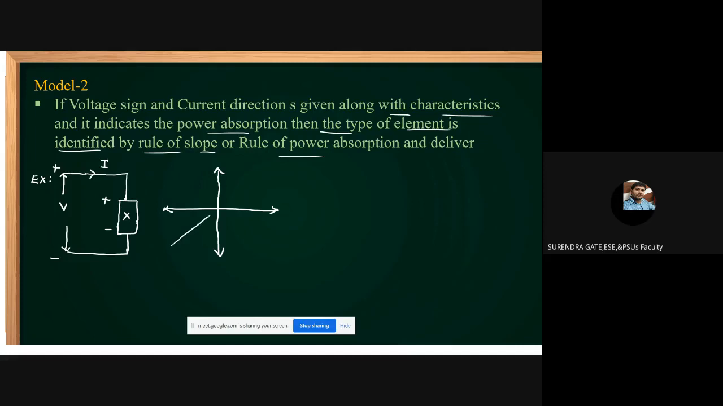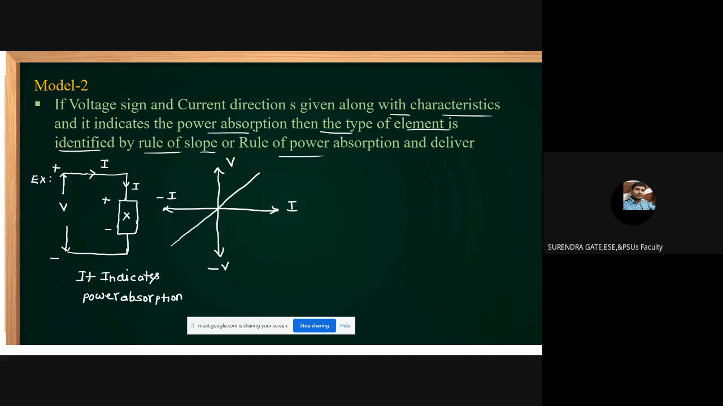Now identify the type of element. This is V, this is minus V, this is I, this is minus I. Here the current enters at the positive terminal. That's why this indicates power absorption. I told you already: if the current enters at the positive terminal of the element, then it indicates power absorption.